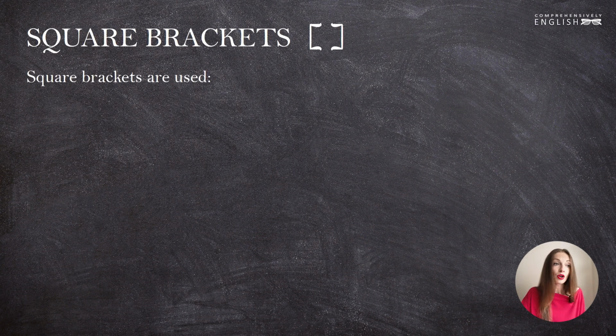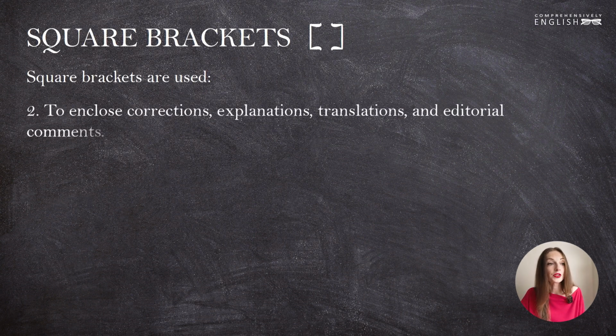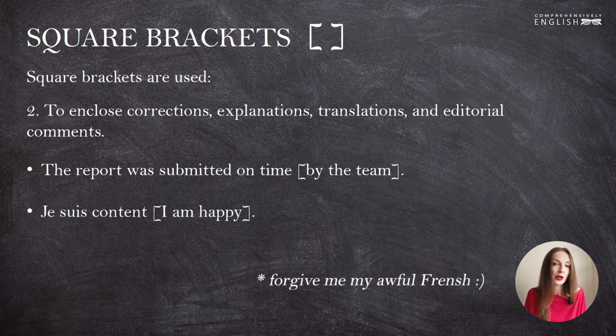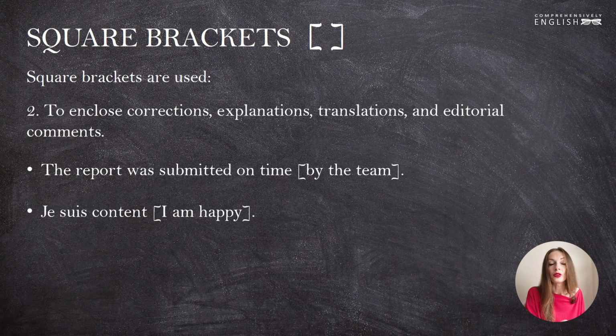Square brackets are also used to enclose corrections, explanations, translations, and editorial comments. For instance, the report was submitted on time by the team. Here, the square brackets are used to clarify who submitted the report. Je suis content. I am happy. Here, the square brackets include the English translation of the French phrase.